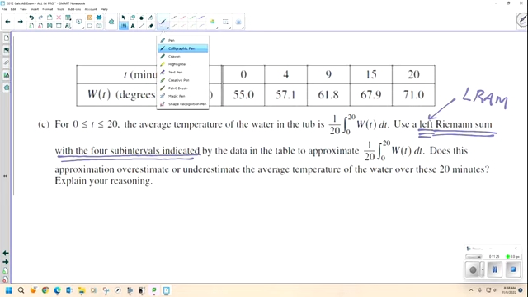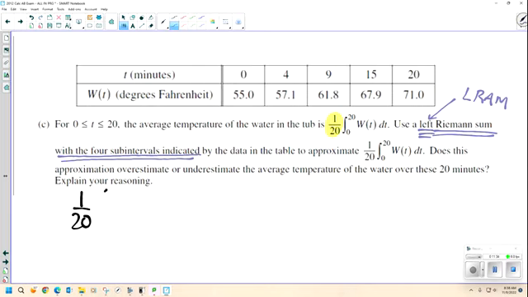Now, this 1/20th is going to stay the same. So I'm going to take 1/20th times this integration right here, where I'm going to do the LRAM. So my LRAM is going to be whatever values are in here. Hopefully that's enough space. If not, I'll have to extend those parentheses.